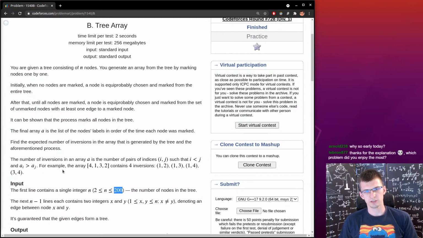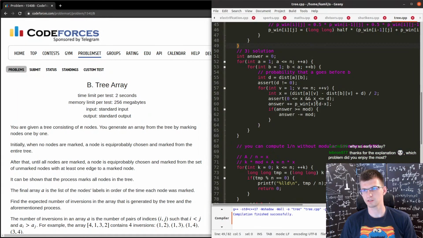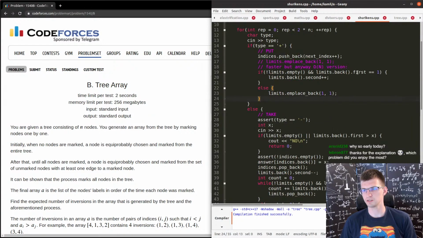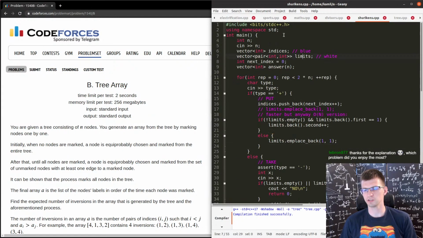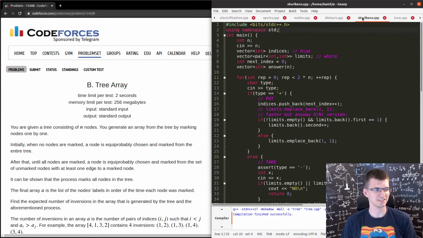Which problem did you enjoy the most? Let's see, what did we do today? Tree array, and before that Shurikens. Shurikens wasn't in any way interesting to me. I think Divisors was the most interesting because I didn't solve it.